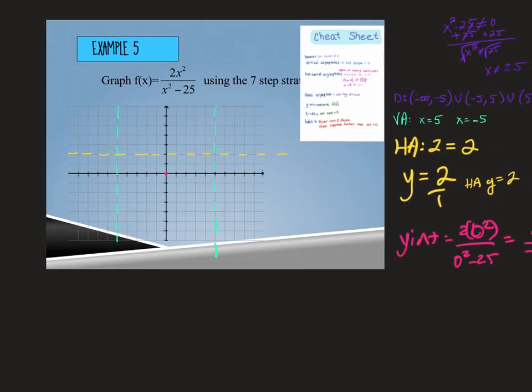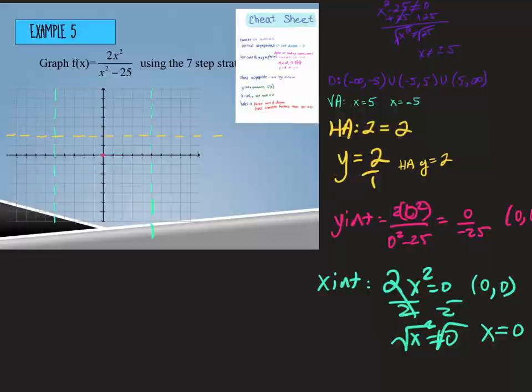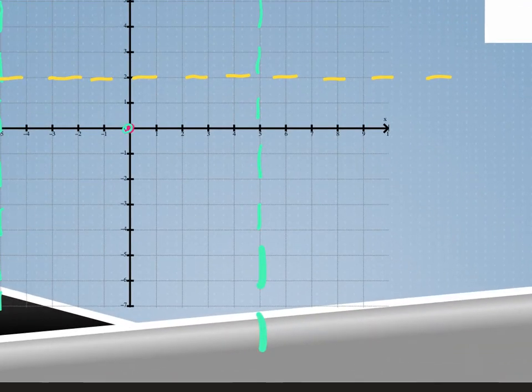How do I find my x-intercept? Set the numerator equal to 0. Thank you, ma'am. So 2x squared equals 0. Okay, divide both sides by 2. X squared equals 0. Square root, what does x equal? 0. So your y-intercept and x-intercept are both at 0, 0 again. All right, that means your graph's going to go through there.